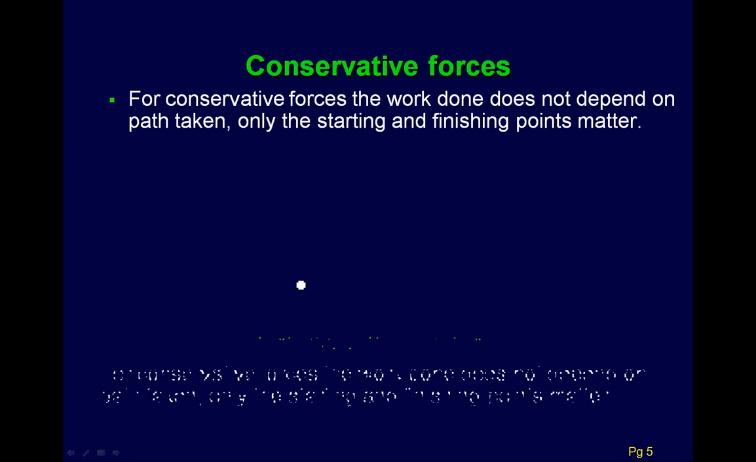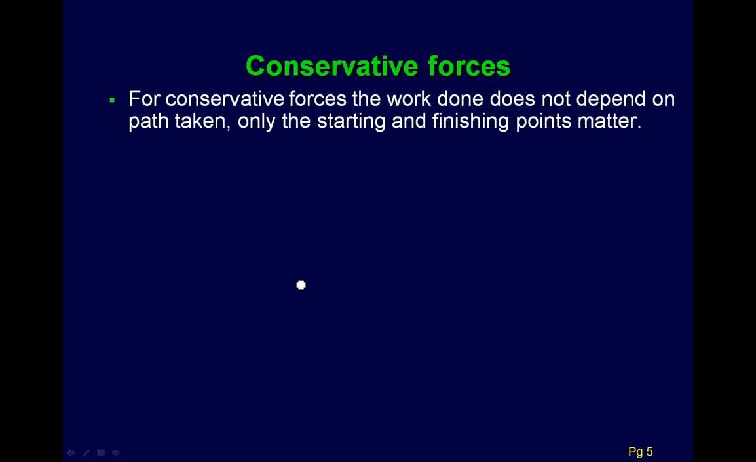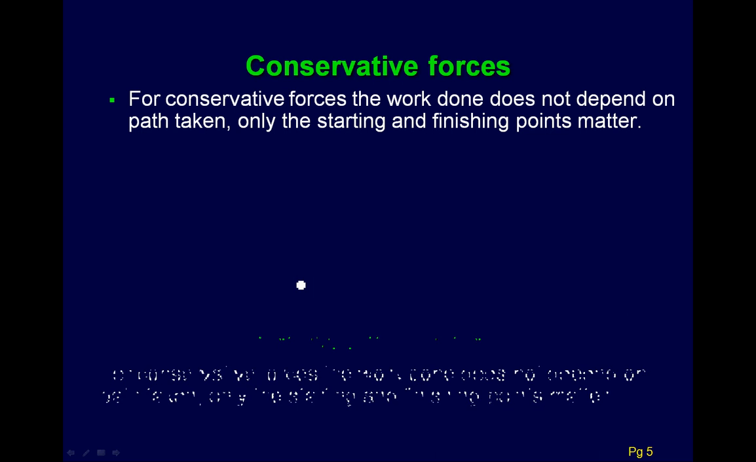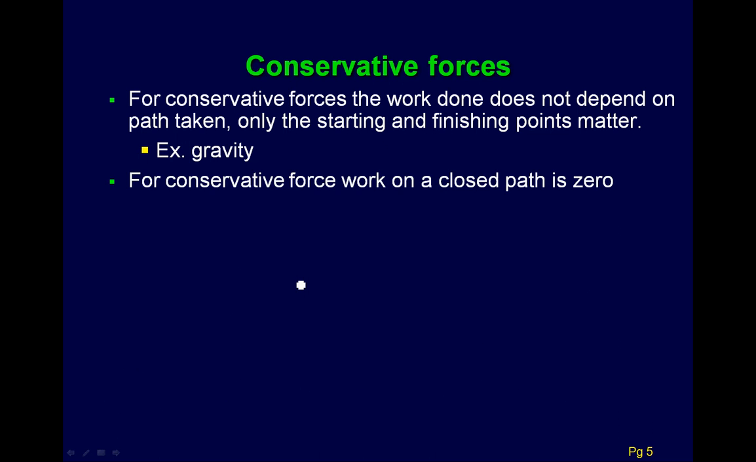So let's think about conservative forces, and so we're making a definition here. For a conservative force, the work done does not depend on the path taken, only the starting and finishing points matter. Example would be gravity. For a conservative force, the work on a closed path is 0, meaning that if you start at one point and move around and come back to that same point, the total work done would have to be 0. So this is true for gravity.